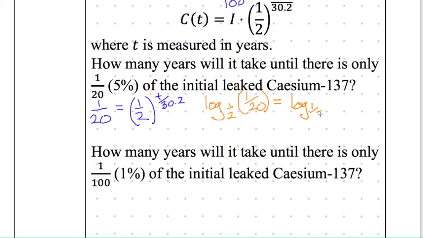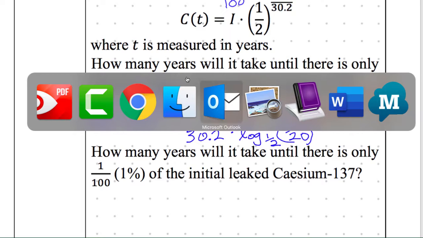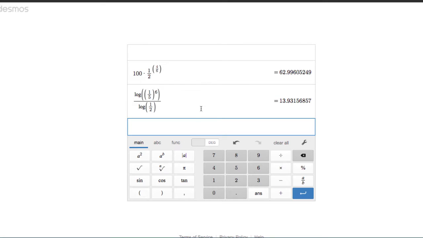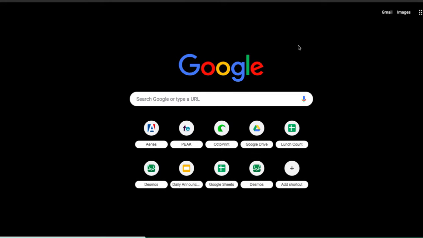Log base 1/2 of 1/2 to the power of t divided by 30.2. Okay, this is going to cancel out. Cancel, cancel, cancel. I'll be left with t over 30.2. I have to multiply by 30.2 on both sides: 30.2 times log base 1/2 of 1/20th. And then this is the answer. I could do the change of base formula, but I'm not going to kick the dead horse. I know that everyone is kind of over it already, so I'll just go through this fast.